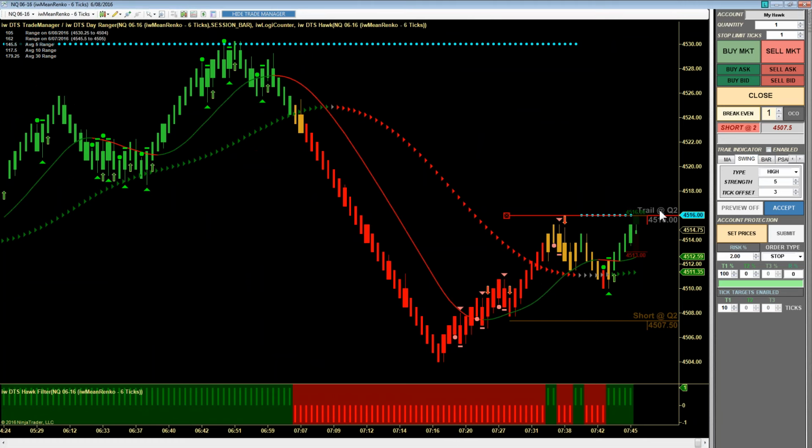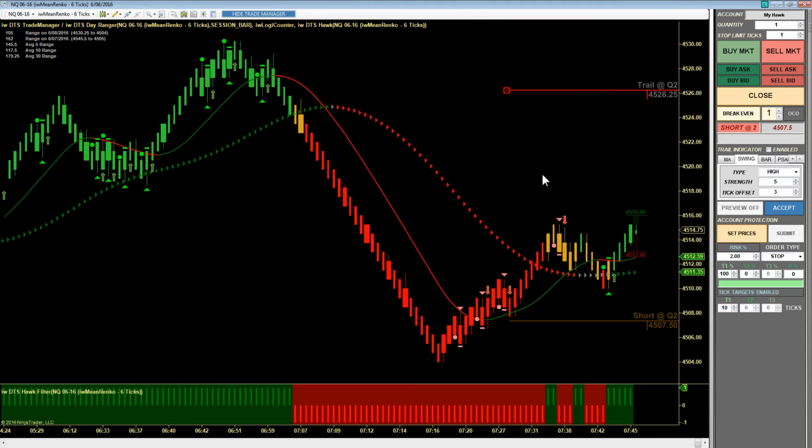What I'm going to do here, folks, is I'm just going to disable my stop and put it back up there because I don't want to get stopped out prematurely. Even though the trade manager rolled my stop, according to the swing strategy, it says your stop should be right there. I don't want to roll it just yet.